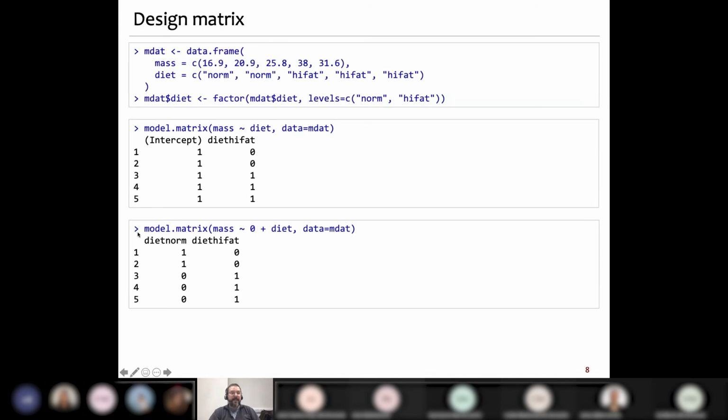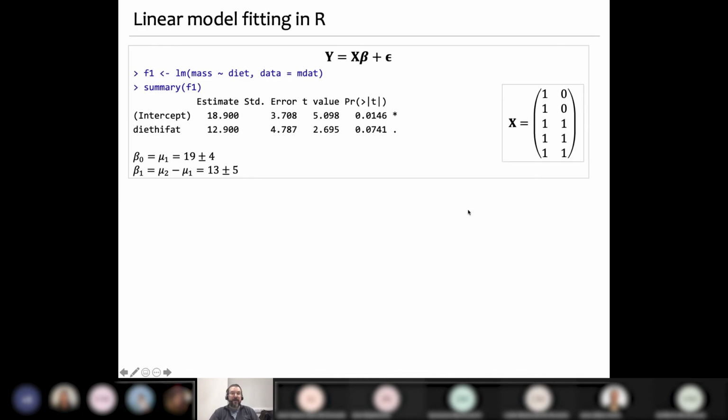And then we can create a model matrix using a formula mass versus diet. This is the matrix with intercept and contrast. If you add a 0 in the formula in R, you specifically change it into a format with the first mean and the second mean. Again, these are two alternative approaches to the same data. This is how we create a linear model in R.